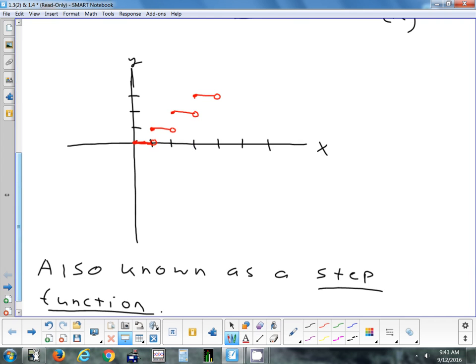Now, when we graph it, the calculator can't show the open circle, closed circle. But remember, in order for something to be a function, each x value has to have only one y value. So I'm not including the 1 on the lower step. I'm including 1 on the step above it. Can't include it in both.